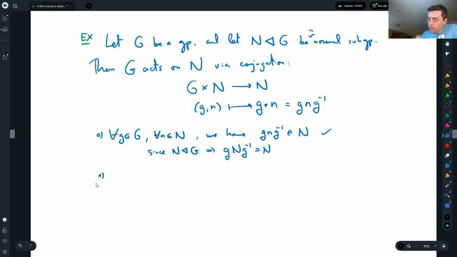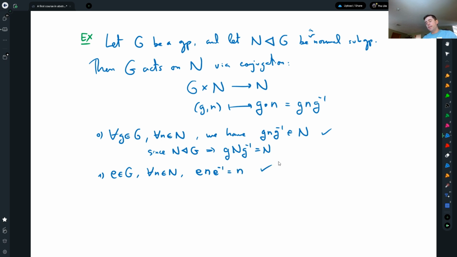Now let's take e, the identity, and let n be an element of N. Then e n e inverse, once again, that's just n. So identity acts like identity. And two, now let's see what happens if g1 and g2 are in G and n is in N.